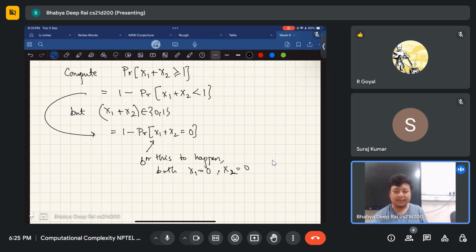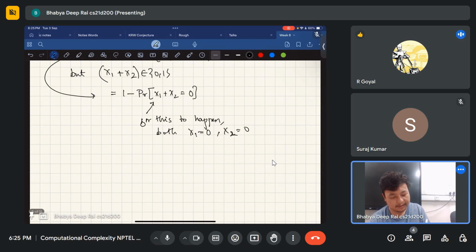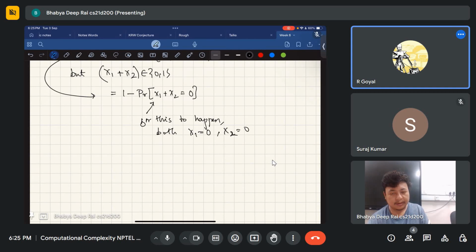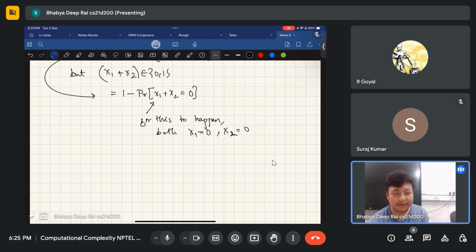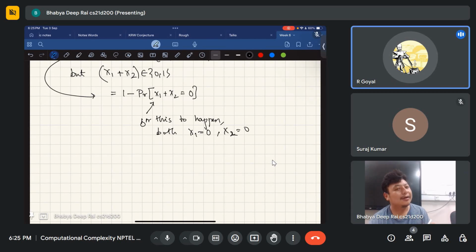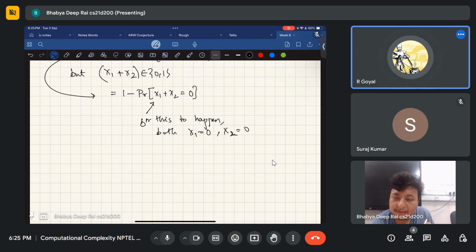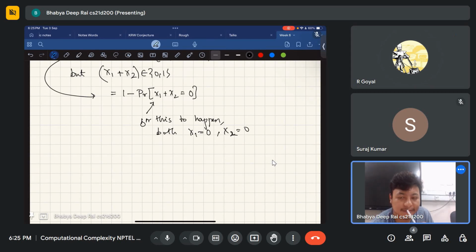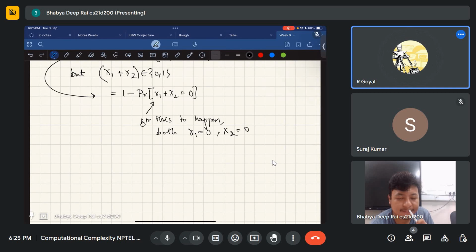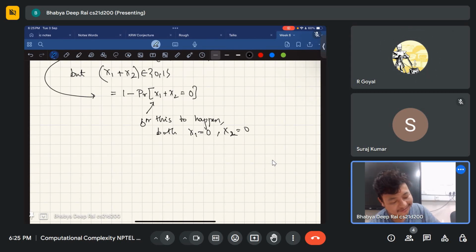And what are the total number of outcomes? This is 0.4. Why is it 0.4? Because both the events are independent of each other. So x1 plus x2 equal to 0 means x1 is 0 as well as x2 is 0. Therefore, the probability of both becoming 0 is equal to 0.2 multiplied by 0.2. So it's not 0.4, it is 0.2 times 0.2, which is 0.04. Right, good.